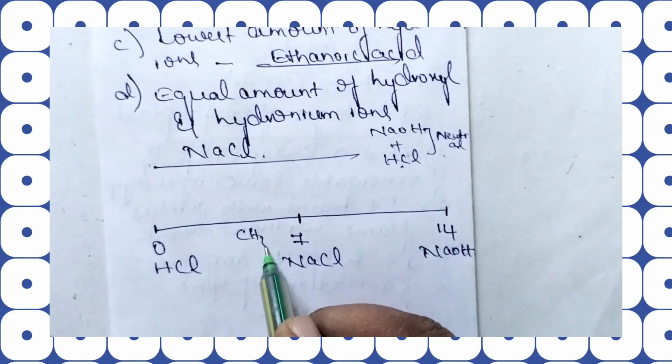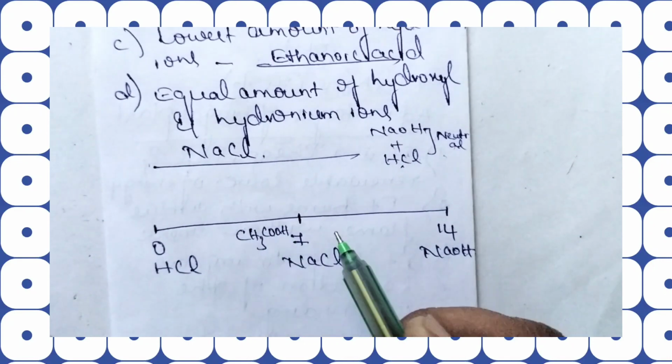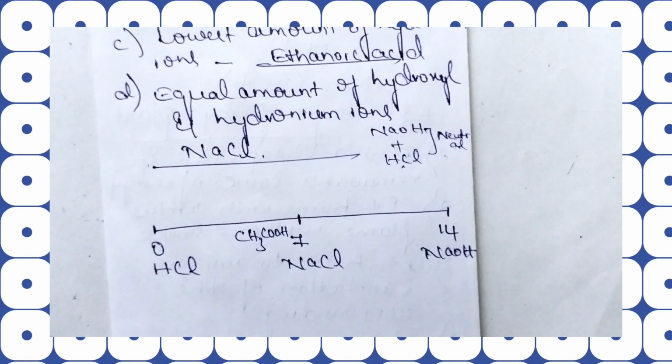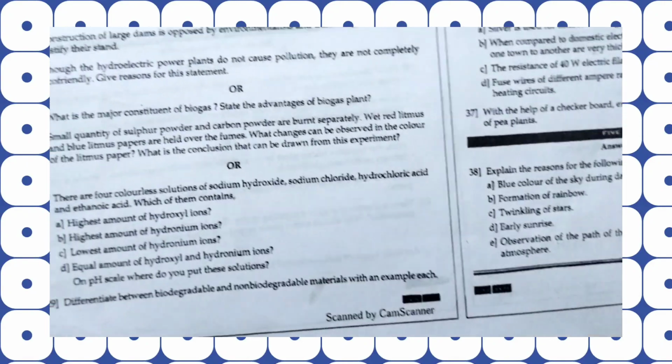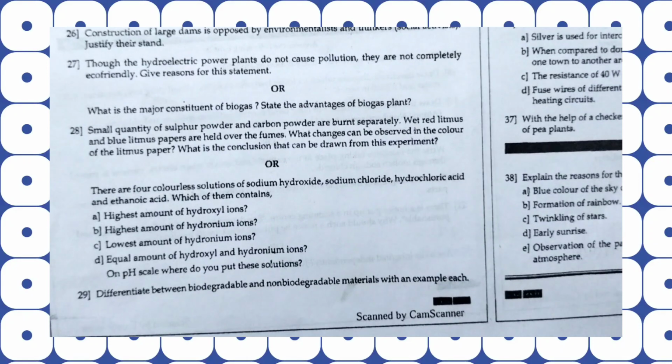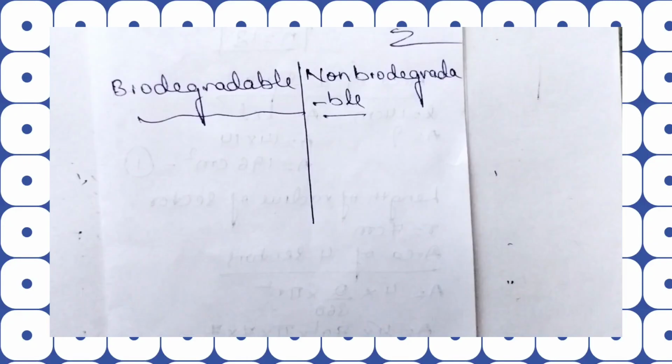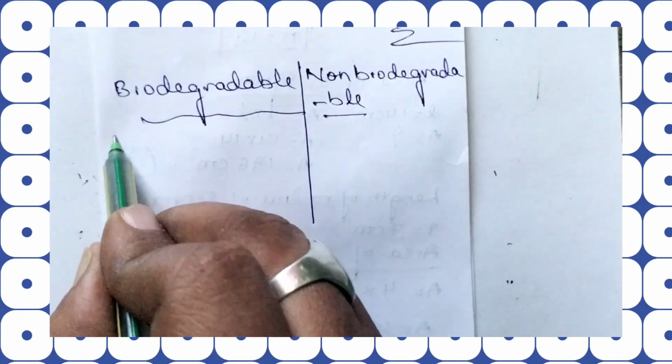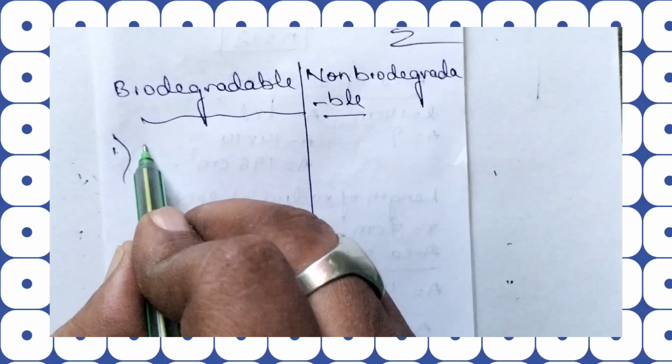That is CH3COOH. So like this we have to keep in pH scale. So this is about 28th question. Now let us move for the 29th question. The 29th question is differentiate between biodegradable and non-biodegradable material with an example each ಅಂತ ಹೇಳಿದಾನೆ. So now let us list the difference between them. Now let us differentiate biodegradable and non-biodegradable.